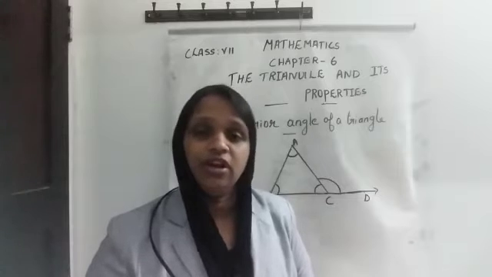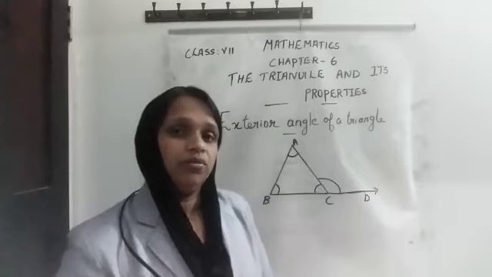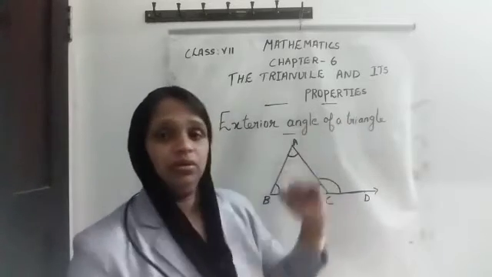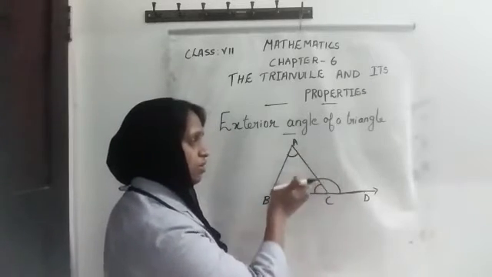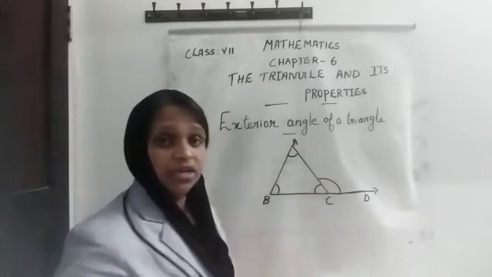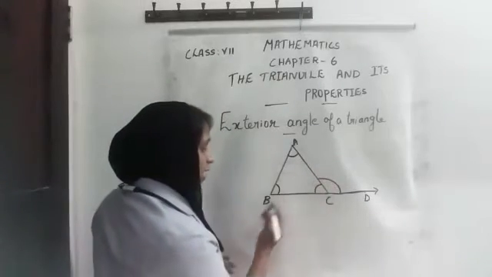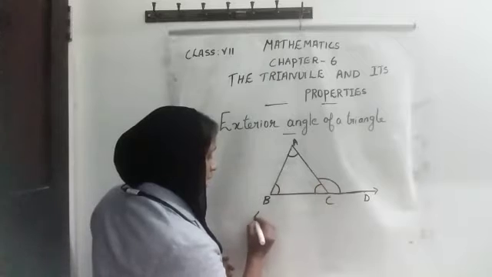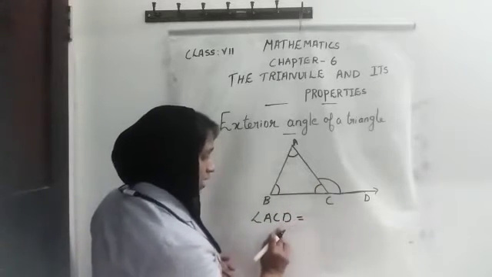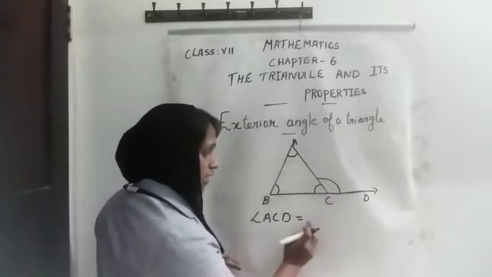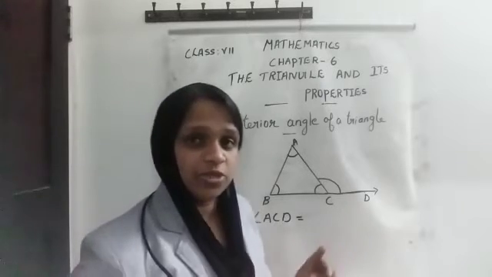form an exterior angle. Okay, so here there is a theorem for exterior angle. That means there is a relation between this exterior angle and interior angles. That is the exterior angle theorem. Exterior angle, here angle ACD, that is the exterior angle, is equal to the sum of interior opposite angles.